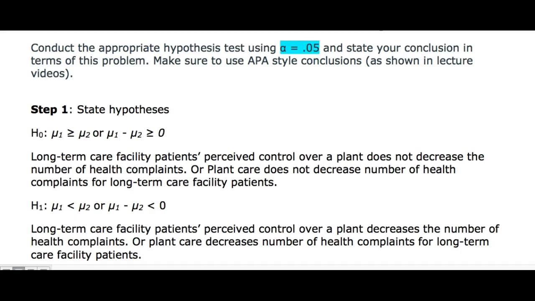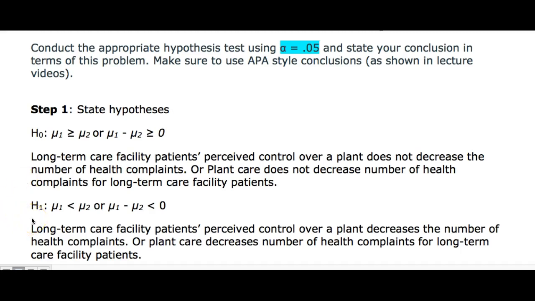So step 1, state our hypotheses. So here we go. Remember, this is a one-tailed test, and it's an independent samples t-test. So we can use one of two ways to state our hypotheses. So here's the null, where the population mean 1 is greater than or equal to population mean 2, or population mean 1 minus population mean 2 is greater than or equal to 0. Long-term care facility patients' perceived control over a plant does not decrease the number of health complaints. Or you could word it, plant care does not decrease number of health complaints for long-term care facility patients. Either way, not a problem.